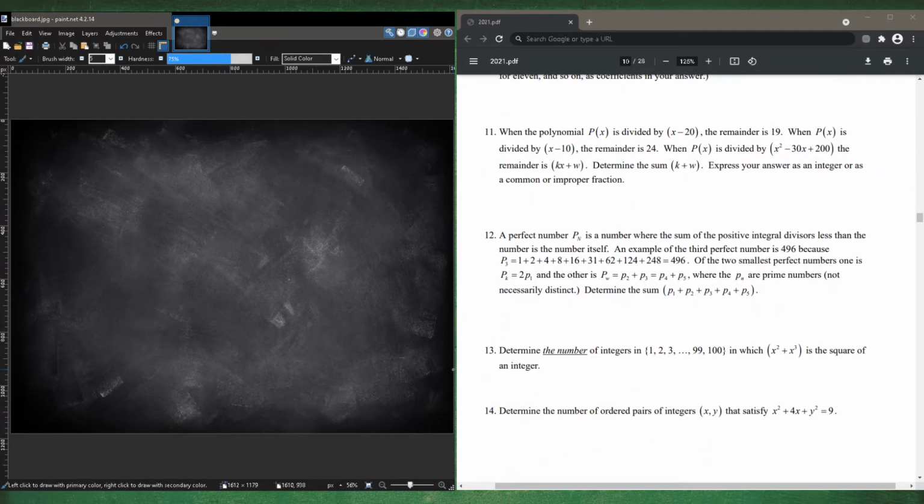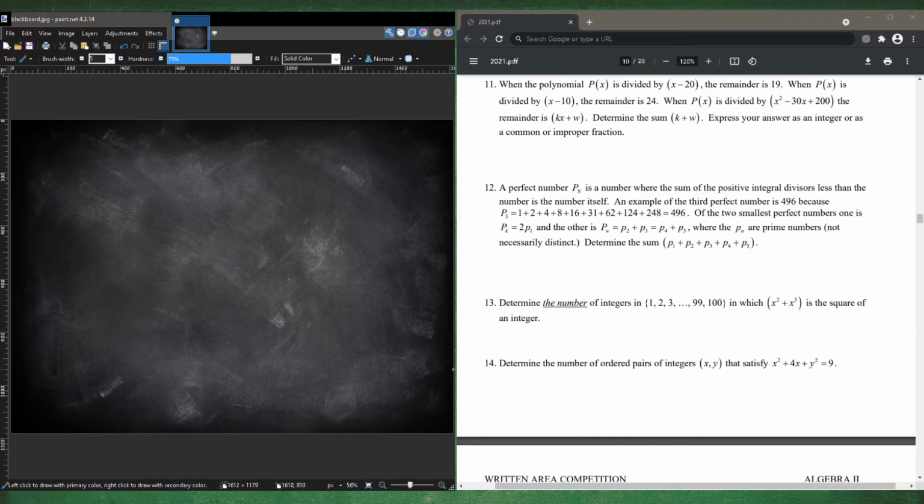Okay, now let's go to question 14. Determine the number of ordered pairs of integers x, y that satisfy x squared plus 4x plus y squared equals 9. Let's write this as a circle. So x plus 2 squared gives us x squared plus 4x plus 4, and then plus y squared. This is an extra 4, so 9 plus 4 equals 13. This is the same equation, just written in circle form.